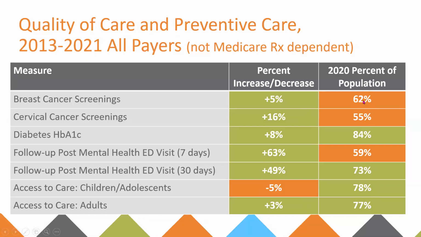I highlighted these in orange because anything lower than 75%, I wanted to just note. So only 62% of the population are getting breast cancer screenings appropriately. So we definitely could do a better job there. Similarly, 55% are getting cervical cancer screenings. We have a lot of work to do there. And 59% of folks are getting their ED visit follow-up within 7 days. We would like this to be higher because if someone sees their doctor within 7 days after an ED visit for mental health, their outcomes are probably going to be a lot better than if they waited 30 days for the visit.